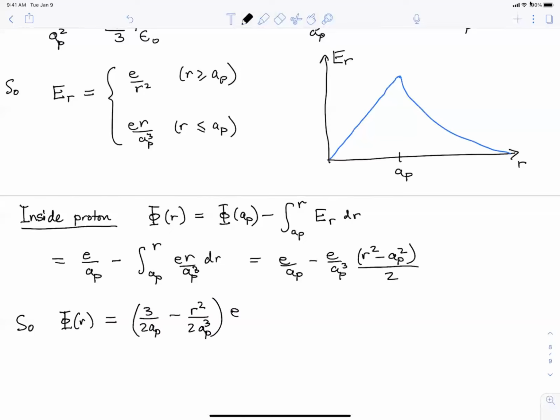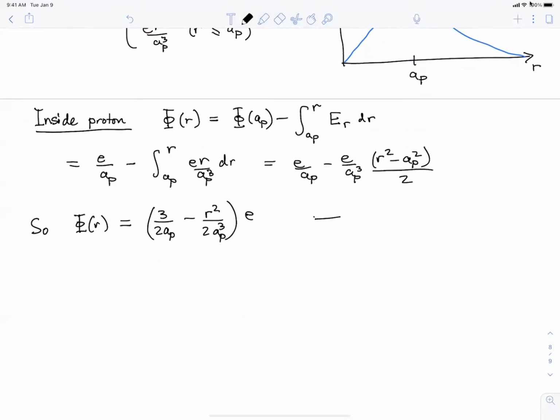Okay, quick sanity check. The potential should go like charge over distance. And so units, this is indeed 1 over a distance. This is a distance squared over a distance cubed. So that's also a 1 over distance. So everything looks good.